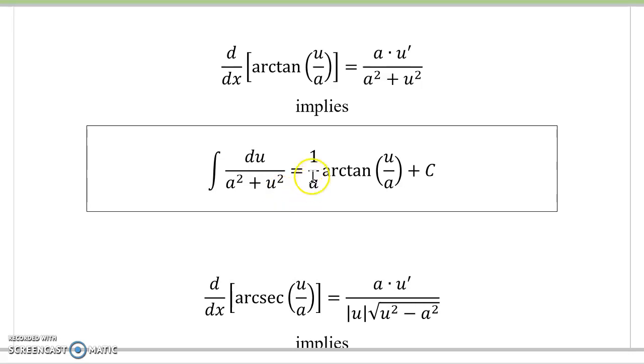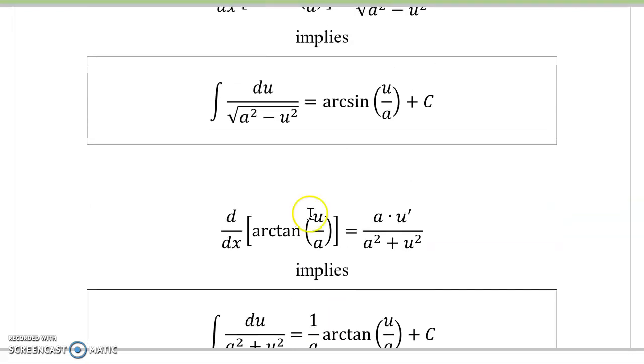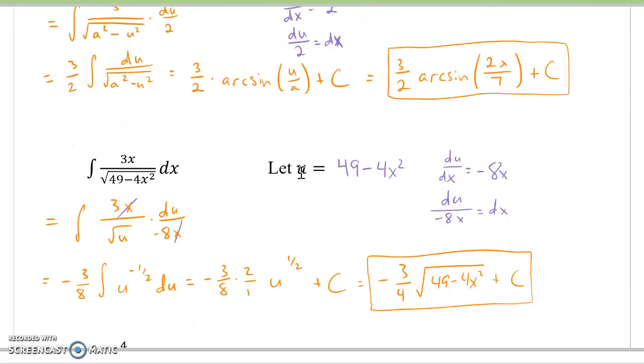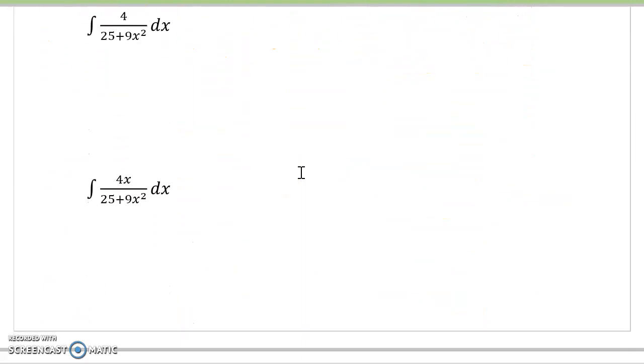One thing we want to make sure we remember is that 1 over a with the arctan, right? That shows up with the arctan and it shows up with the arcsecant. In our arcsine example, we didn't have to worry about it. The 1 over a does not show up in that one, but it does show up in the other ones. So be careful with that. That's an easy thing to forget.